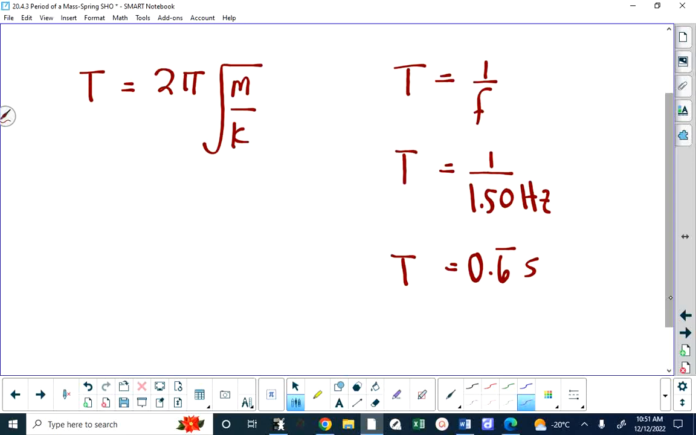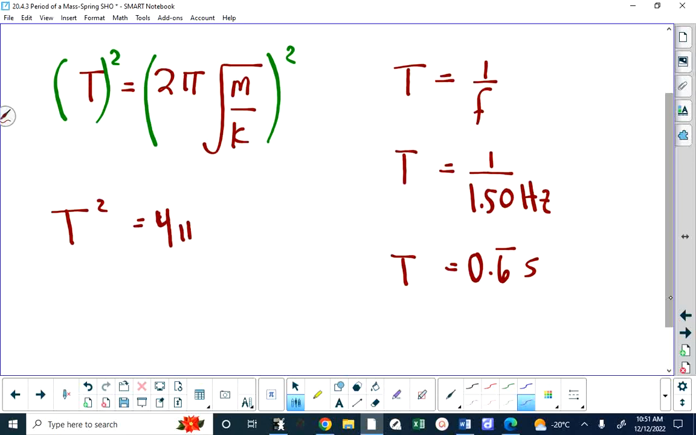That way, and listen, this is not a math class, but I tell my math students this all the time. That idea of, quote, simplify in math literally means make it simpler for yourself. Square roots are complicated. How can we get rid of square roots? Well, we can simplify things by, in this case, squaring both sides of the equation. Getting T squared equals 2 squared, which is 4, pi squared, m over k. Are you okay with that, everybody?